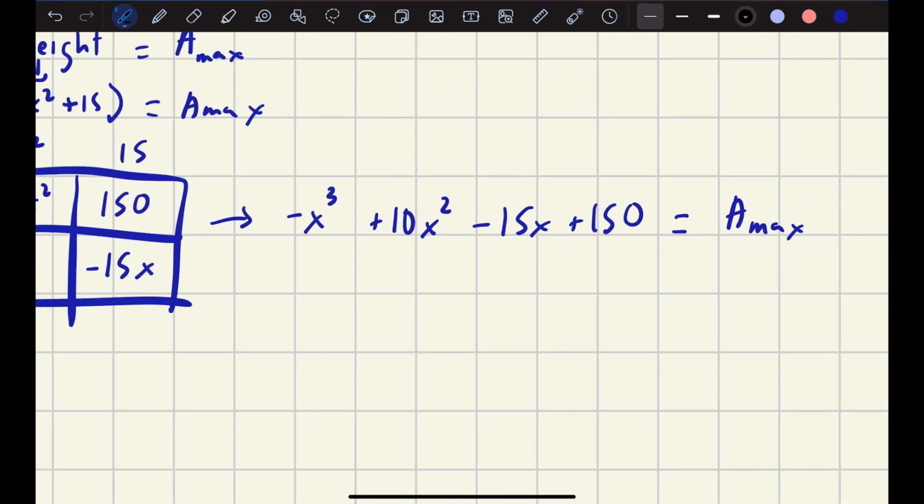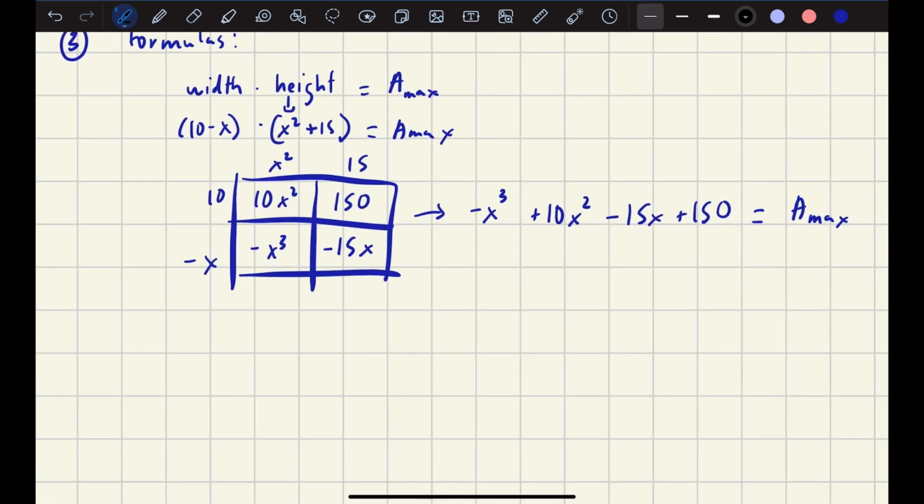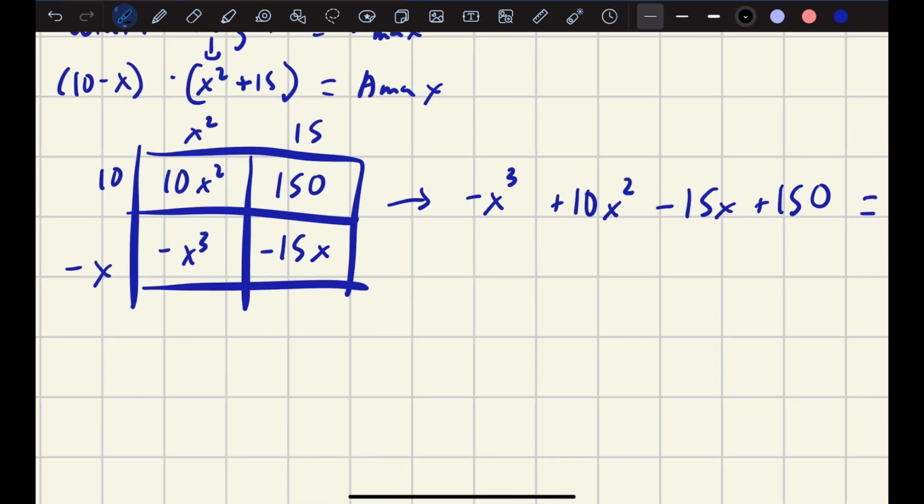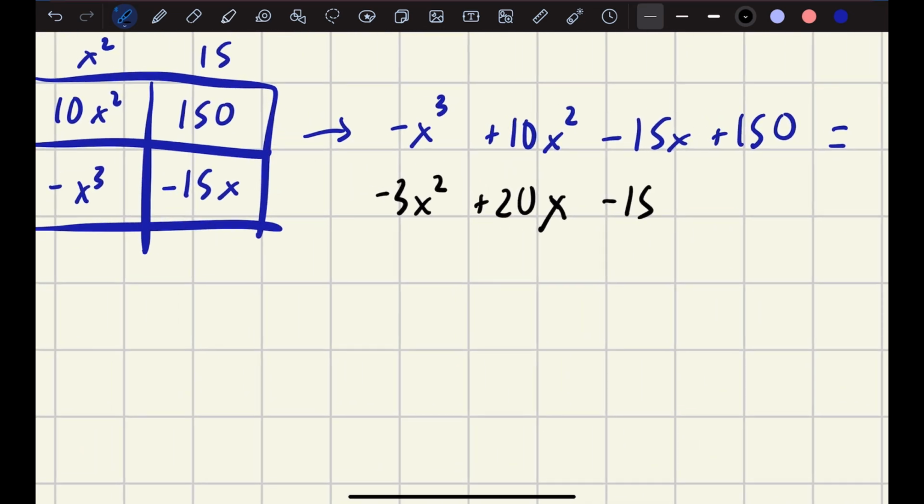And so now we are finding our critical values. So like we did with the previous equation, we can figure out the derivative of this to figure out what our zeros are. So same thing, we're going to use the power rule. Exponent is 3, so negative 1 times 3 is going to be negative 3x squared. And then 10 times 2 is 20, minus 1x. And then negative 15x is just going to be negative 15. And then 150 is just times 1. So this is our equation.